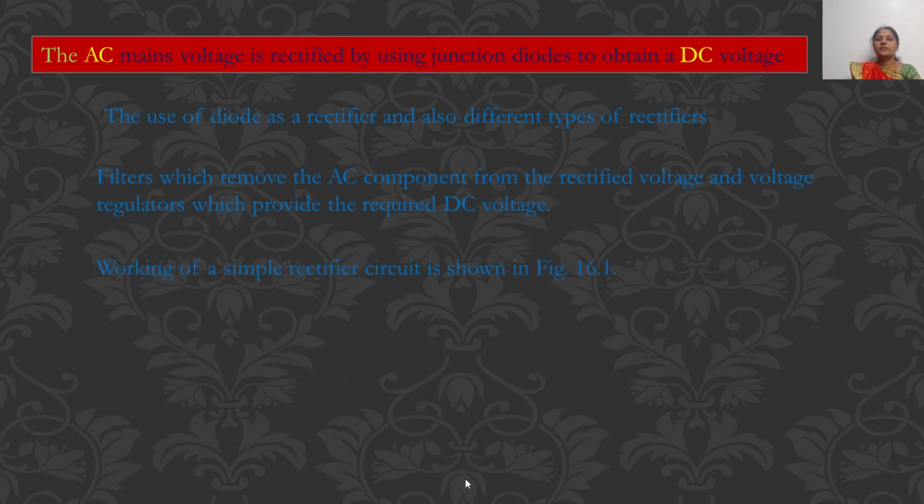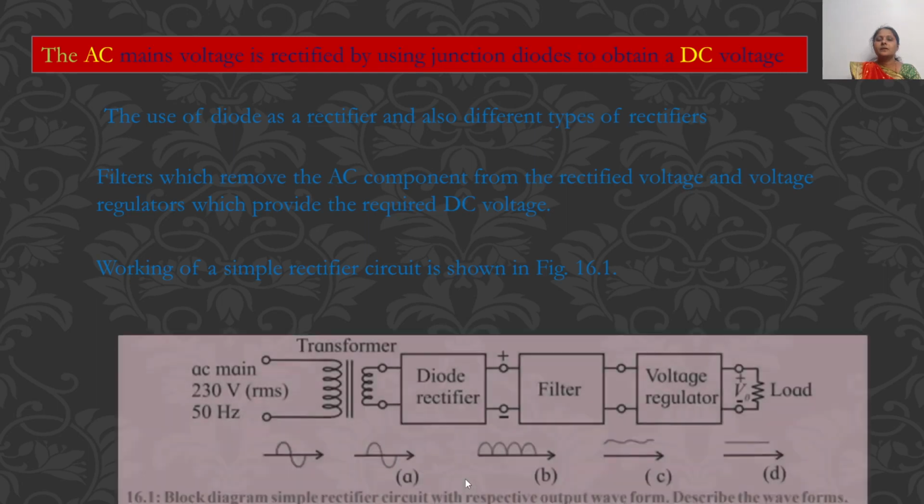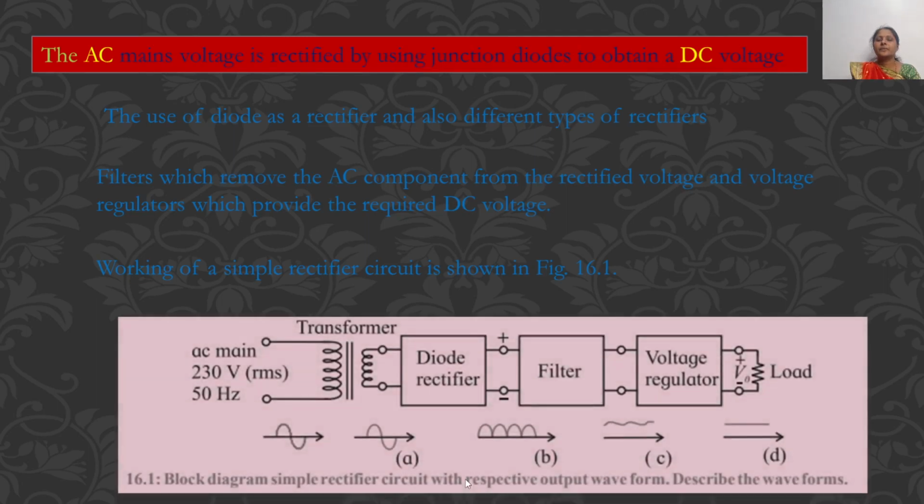Working of a simple rectifier circuit, I show in a figure here. Look at these figures A, B, C, D. These are the blocks of the circuit: AC mains supply, using the transformer, diode rectifier, filter, and after that voltage regulator, and here we get the DC voltage. To obtain a DC voltage means this AC mains voltage is rectified using the junction diode to obtain the DC voltage for loading. Okay.